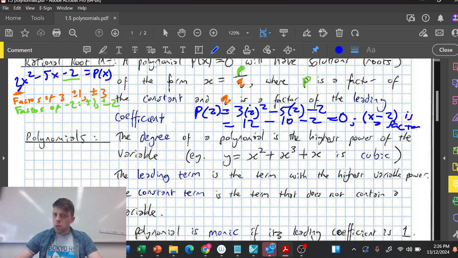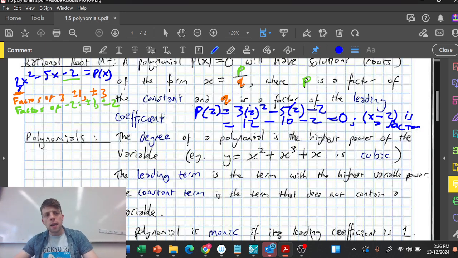Why is it x minus 2 and not x plus 2? Well, if we put x equals 2 into this equation, we get 2 minus 2, which is equal to 0. And if you remember, we have this thing called the null factor law.